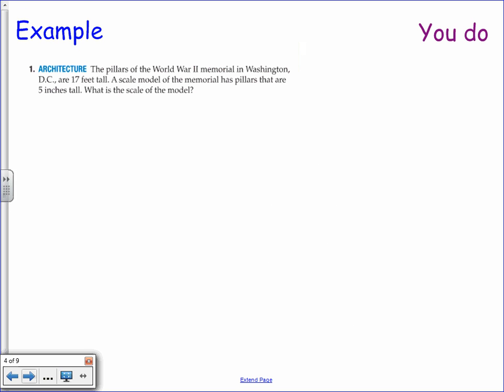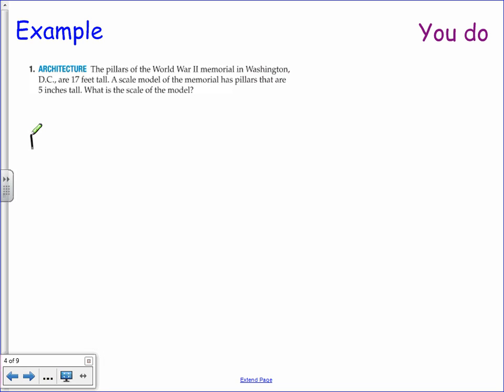Okay, you do this one. The pillars of the World War II Memorial in Washington, D.C. are 17 feet tall. A scale model of the memorial has pillars that are 5 inches tall. What is the scale of the model? Okay, you try this one and reply to me when you're ready.